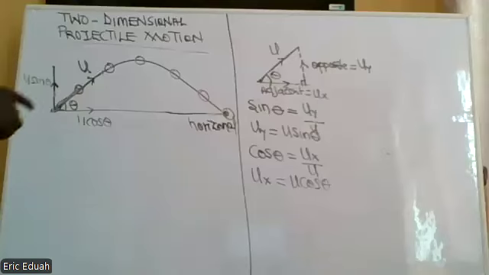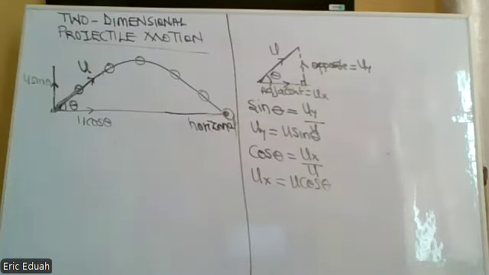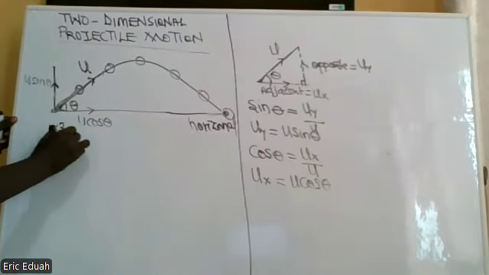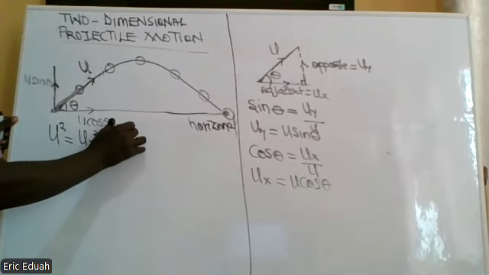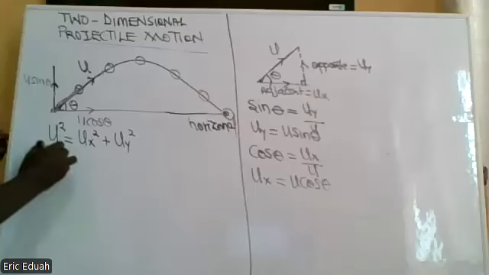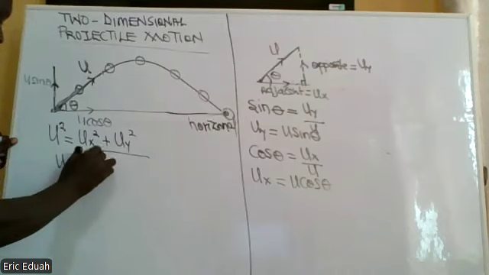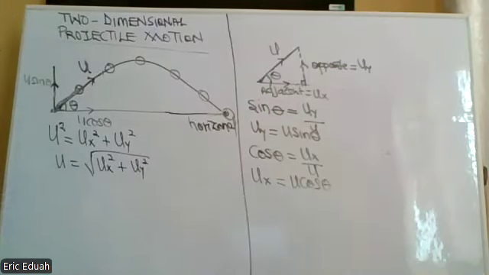And note that what we have here is the same as this. It creates a right angle triangle. And so we can say that u squared is equal to ux squared plus uy squared, or u is equal to the square root of ux squared plus uy squared. Or you can substitute the trig component. So note this as well.